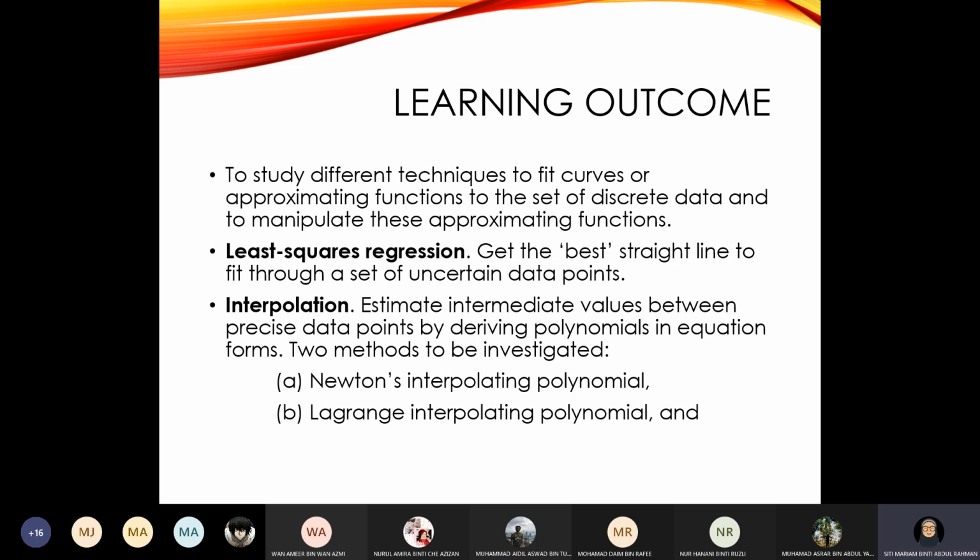So we look at fitting straight line, polynomial. Kalau dalam latihan tu cubic, and also we look at linearizing nonlinear function. So this week we're going to look at interpolation, and we're going to look at two methods. So Newton and also Lagrange. So how both methods complement each other.